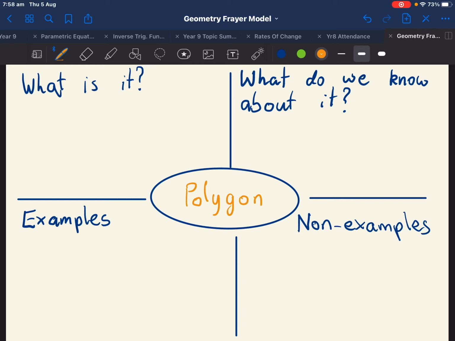Hello and welcome everyone. We're going to be going through some of the terms that we've been learning throughout this geometry topic. We're going to start with, I guess, the most crucial one, which is polygon. We're going to answer some questions and provide some examples and non-examples for each of these terms to help consolidate the different terms that we've been using in this topic, which will help us when it comes to doing your topic tests, which will be going up on Canvas.